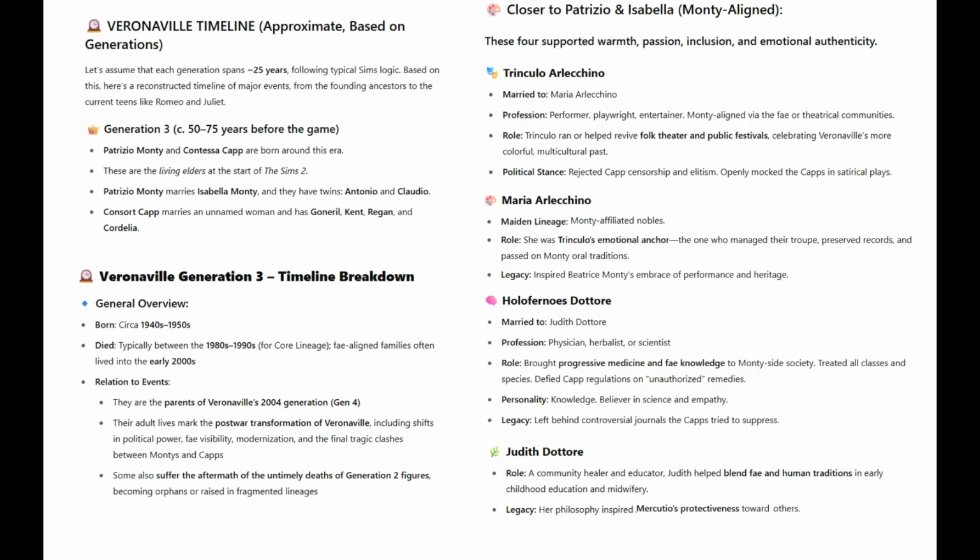Now, on to the Totoros. These are the people who will end up being Olivia's parents, or they are Olivia's parents, where we have Holofernes and Judas the Toro. When it comes to Holofernes, he most likely was some sort of physician, herbalist, or scientist, where he brought progressive medicine to the Monty side of the society, treating all classes and species, while defying the Cap's regulations on unauthorized remedies.